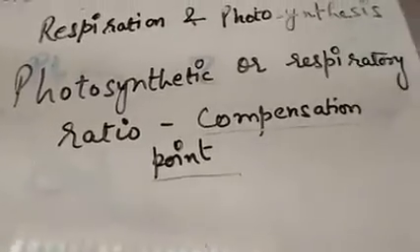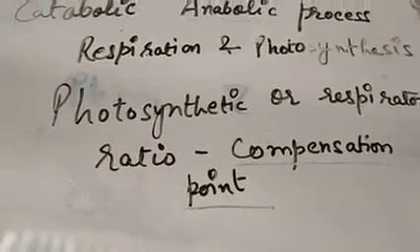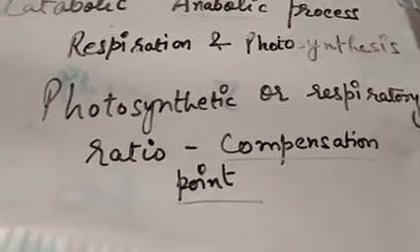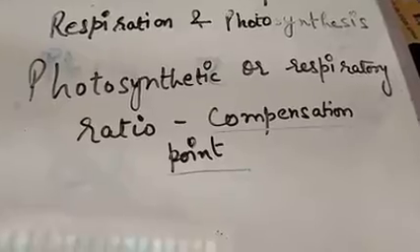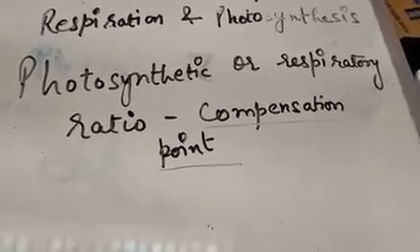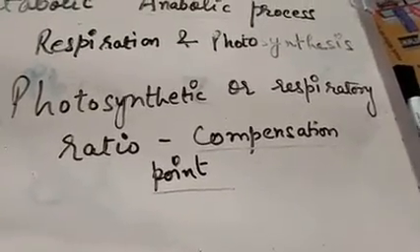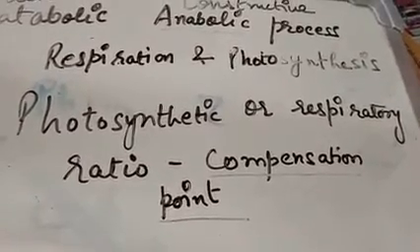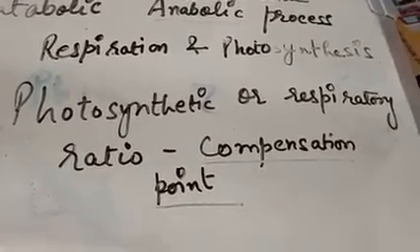Now, one important point which you have to study is the compensation point. Children, remember this thing, compensation point is actually not possible practically. It is a process which is done under controlled conditions to find out. It is an experimental process. Practically, this process is not possible. What is compensation point?